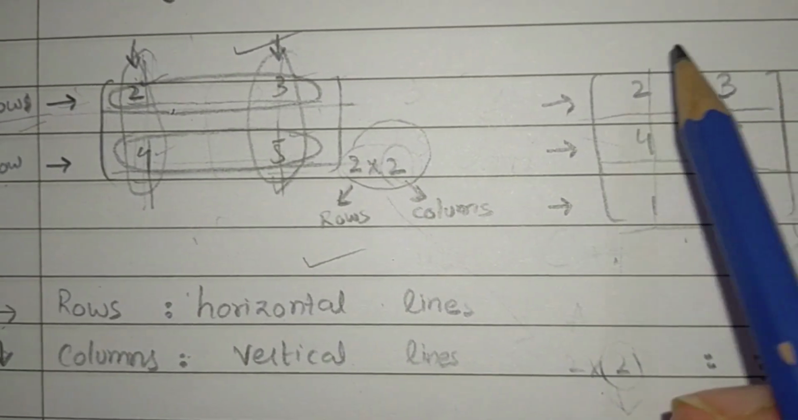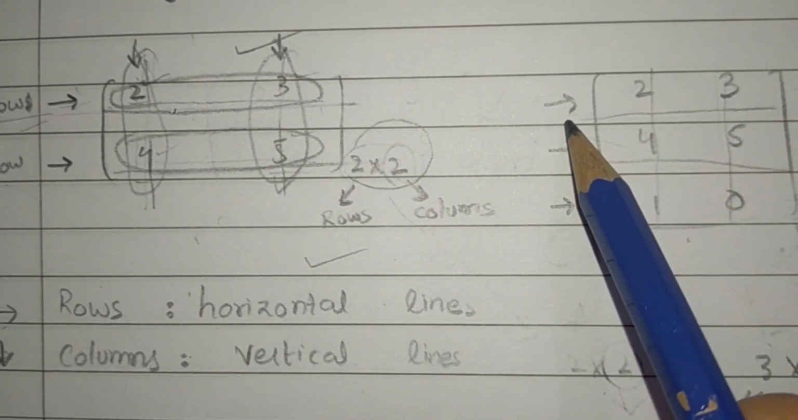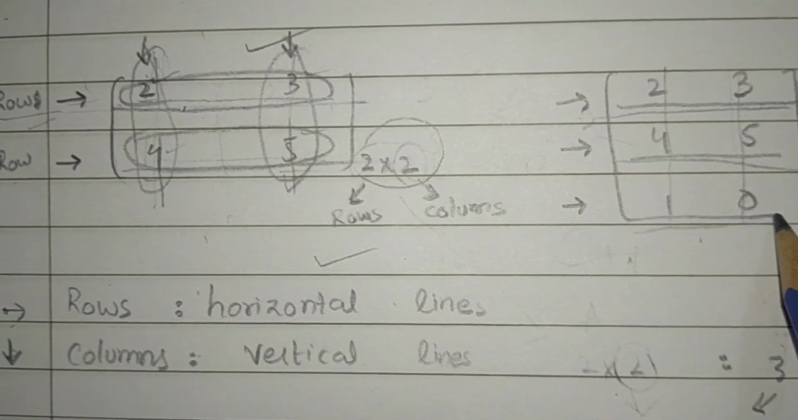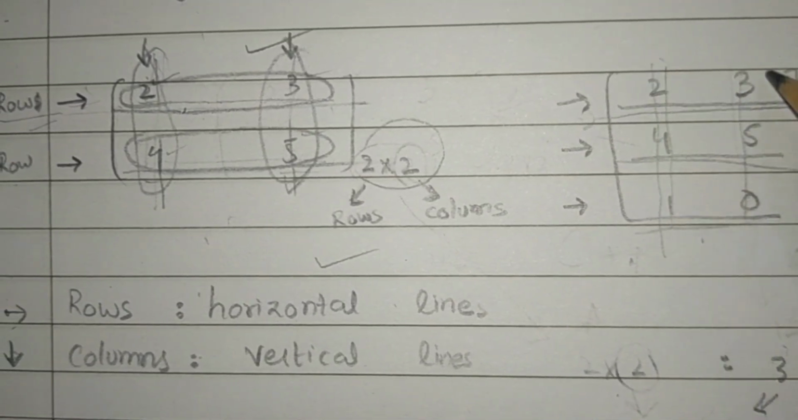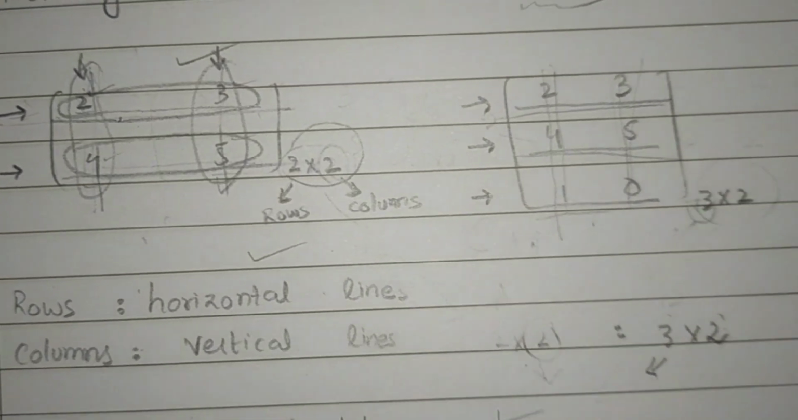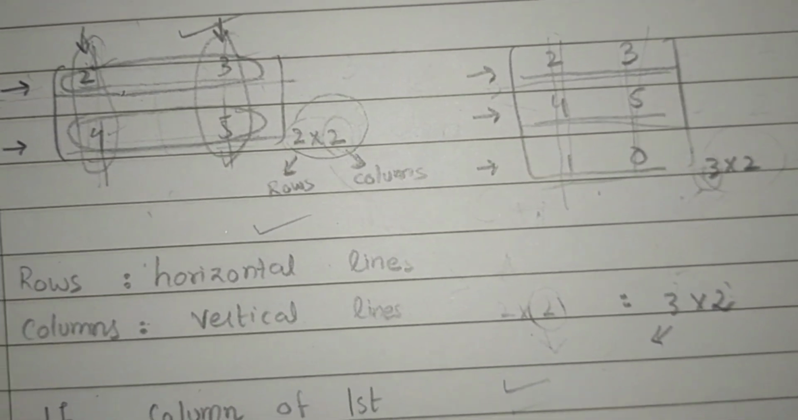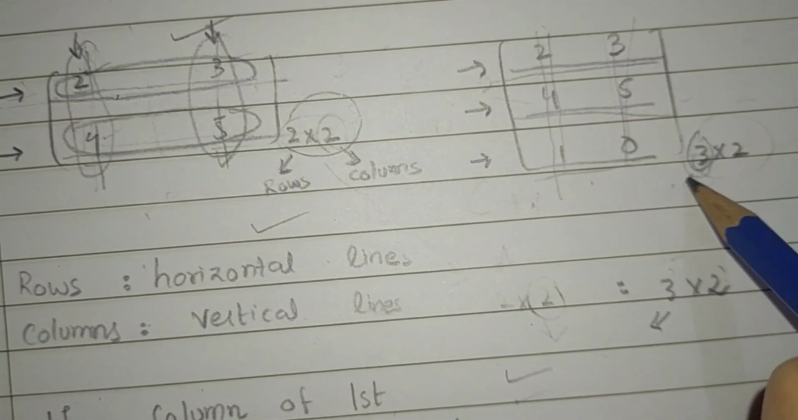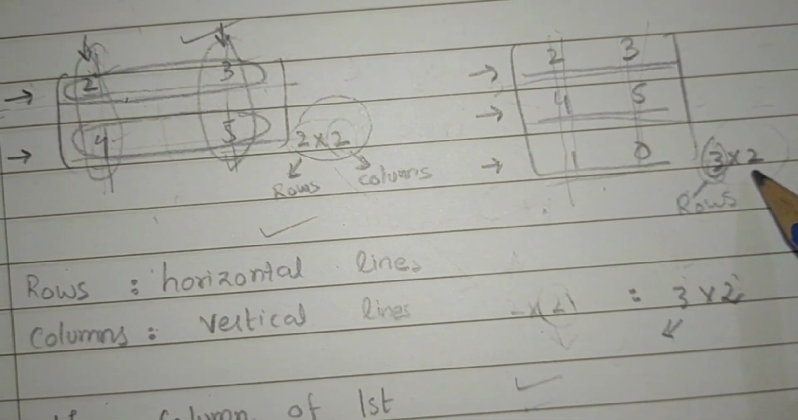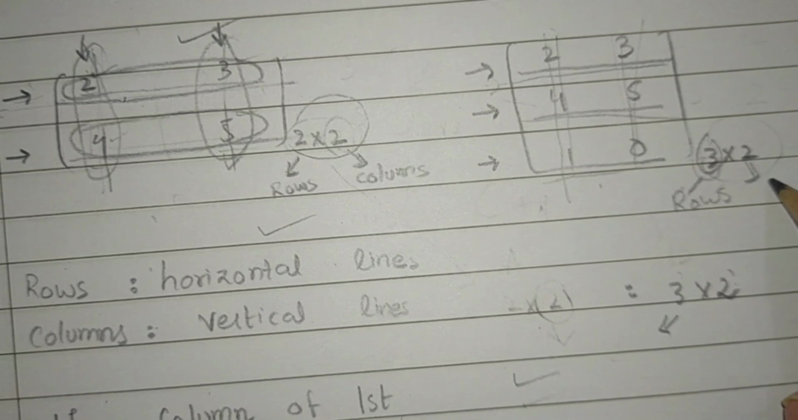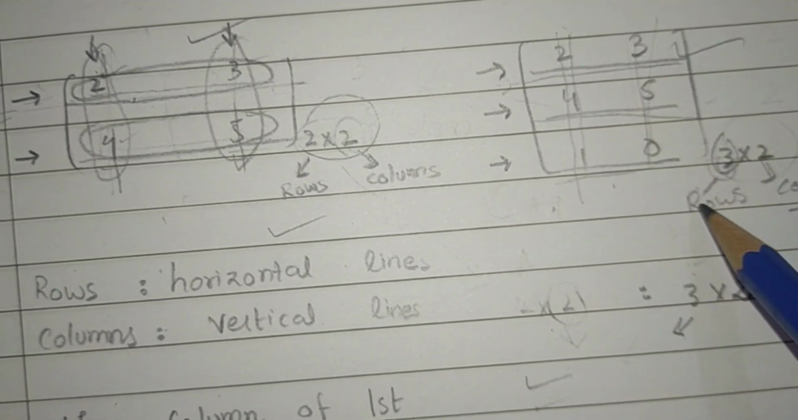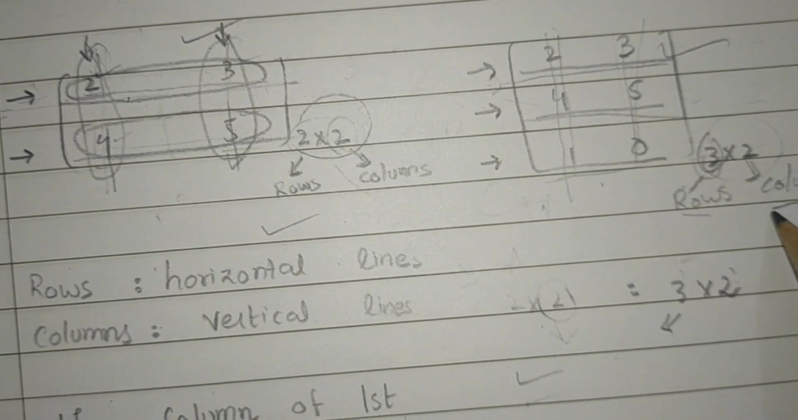Now consider this matrix. This matrix has 3 rows, like this one, and this one, and 2 columns like this. So the size of the matrix is 3 cross 2, right? Now the first term indicates rows and the second digit indicates columns, right? So this matrix has 3 rows and 2 columns.